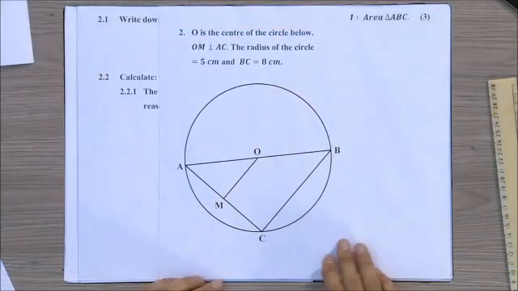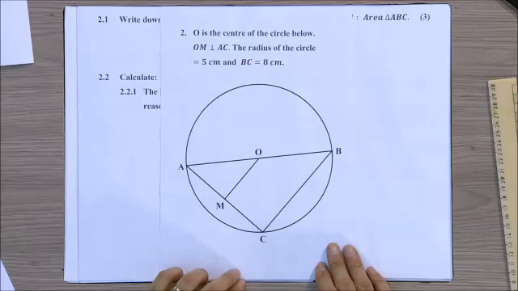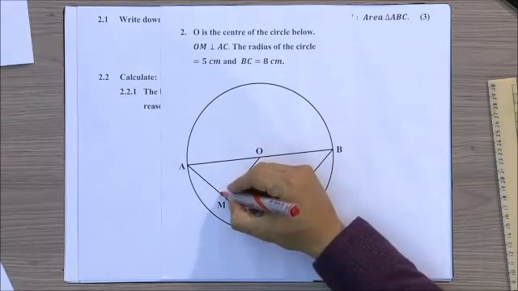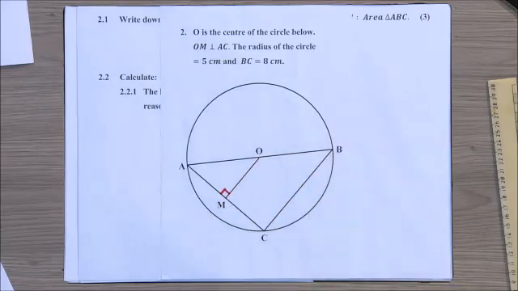Here, number 2, what's given is that O is the center of a circle below. So that is what we have there. And then we also have OM, right? OM is perpendicular to AC. Now, what does that mean? It means, let's take your pen, perpendicular means it's 90 degrees. You agree with me? But let's go and see what they also give us.